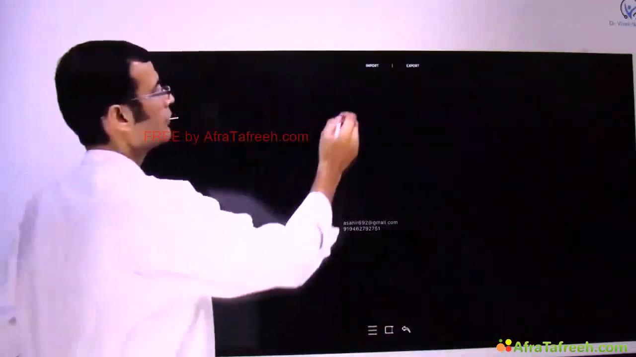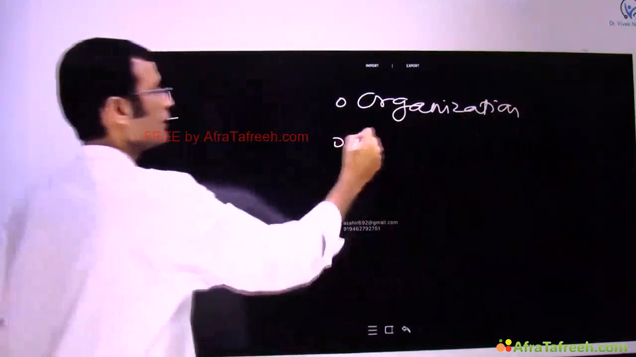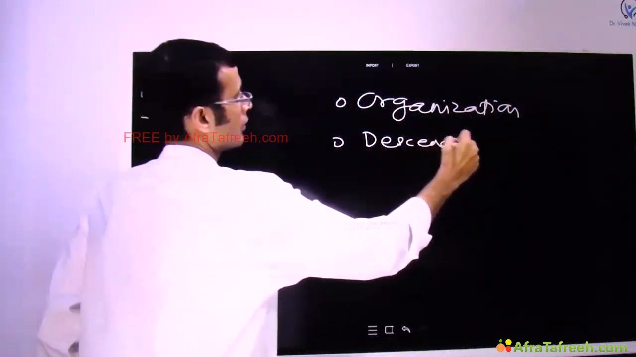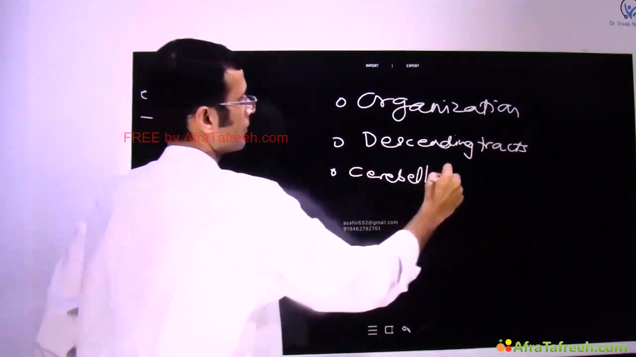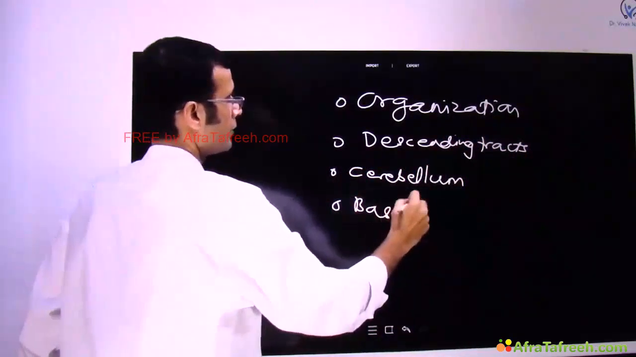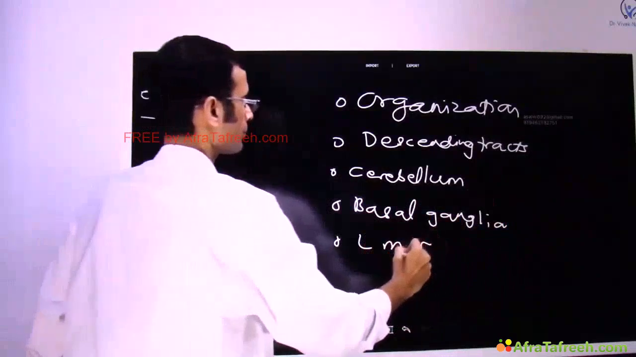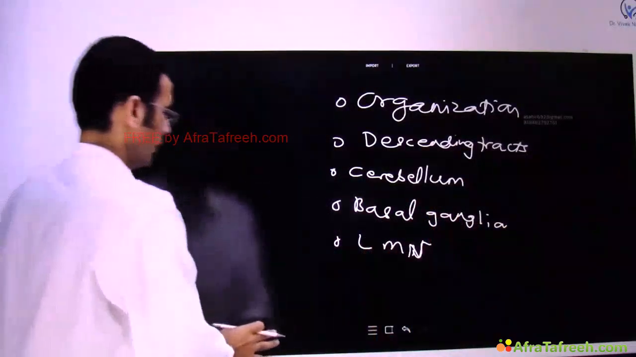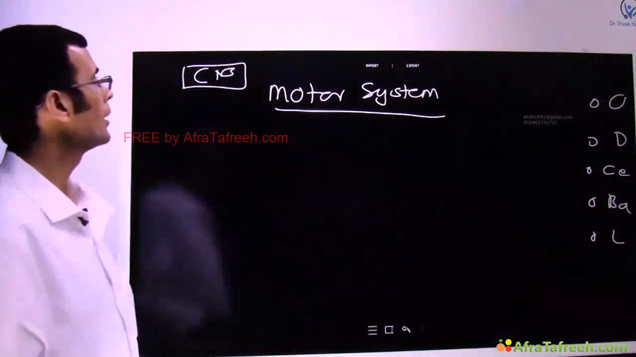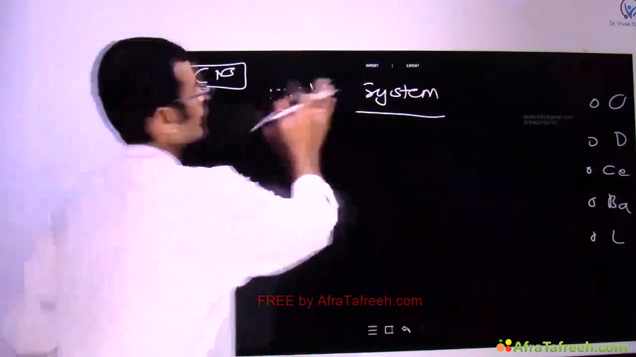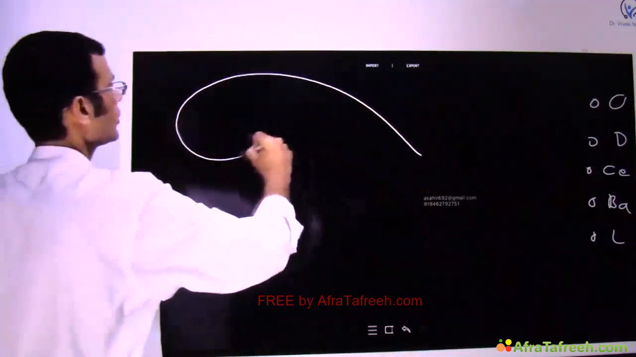What all things we will cover is organization of the motor system and various descending tracts, cerebellum, basal ganglia, and then lower motor neuron. Let's start with the first part, the organization of the motor system. It starts with the cortex. Let's see some aspects of the motor cortex.